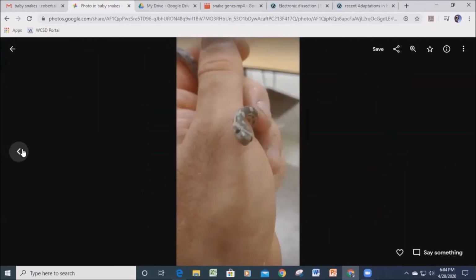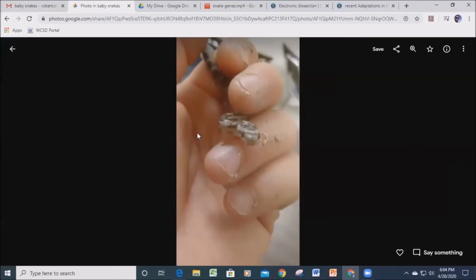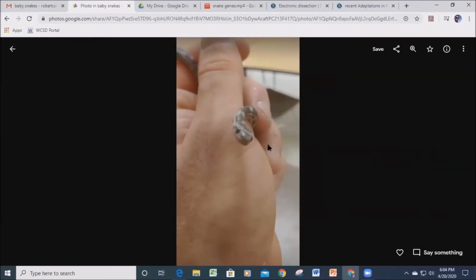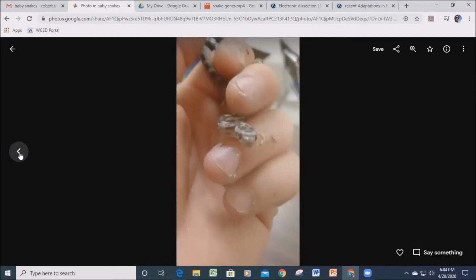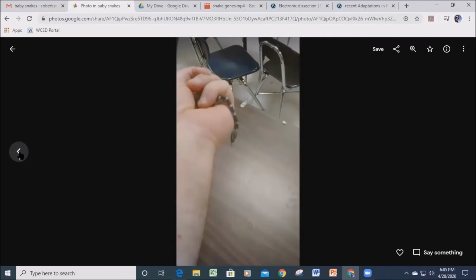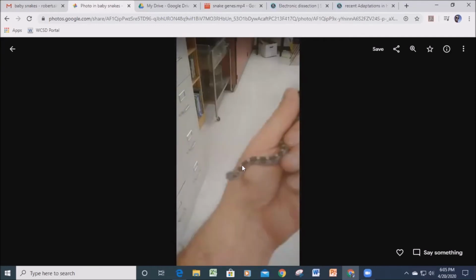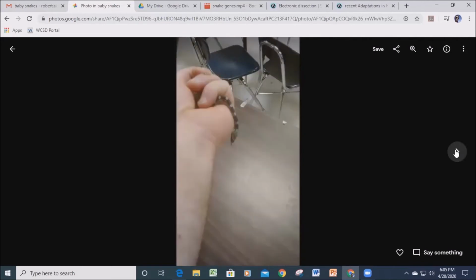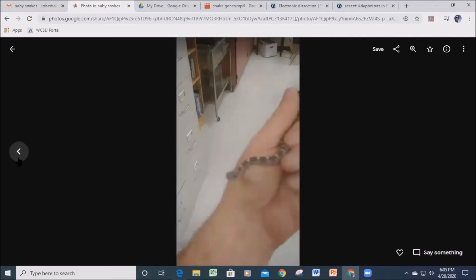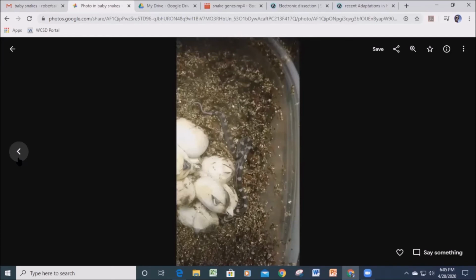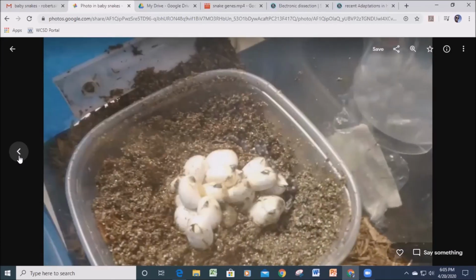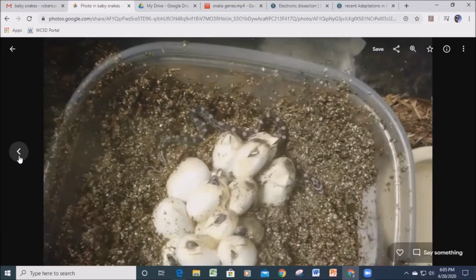About half of them came out with the normal pattern. I think this is one with the motley pattern. Some of them developed some yellow later on, but when they were first hatched, they didn't have it. Their patterns do change as they get older a little bit. There's one with the motley pattern. I think this was one with the regular pattern. And it was about half and half, which we're going to talk about with the motley stuff. But out of all of these, none of them came out snow corns.